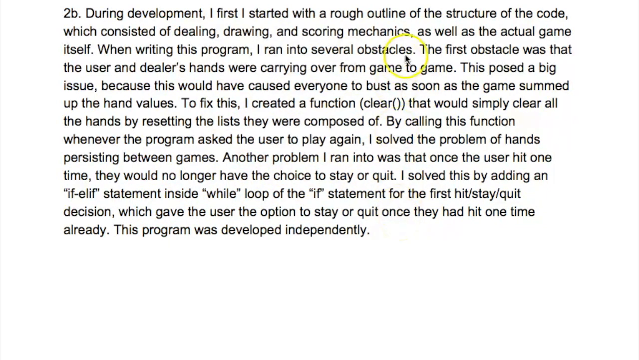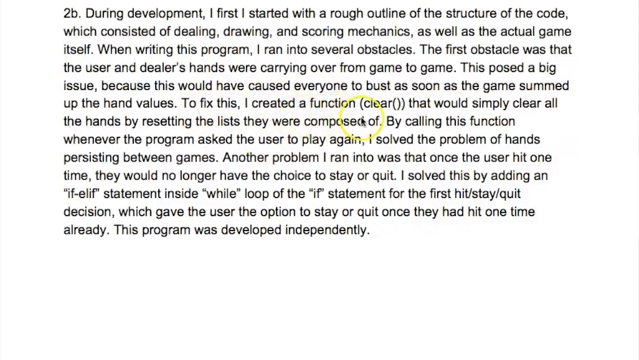So for example, he talks about the first obstacle was that the user and dealer's hands were carrying over from game to game. So that is something that's happening in the program. This posed a big issue. This would have caused everyone to bust as soon as the game summed up the hand values. And then he talks about how to fix this.